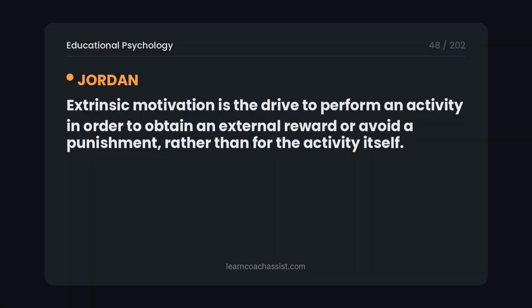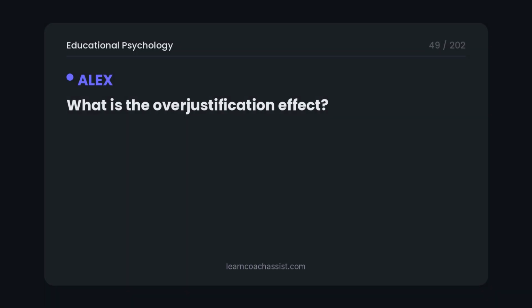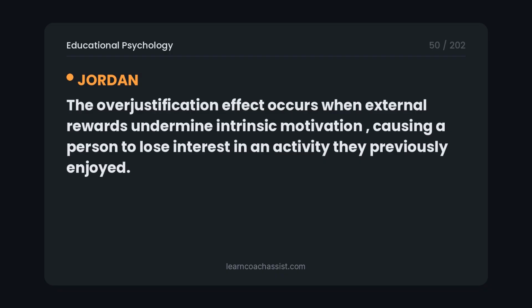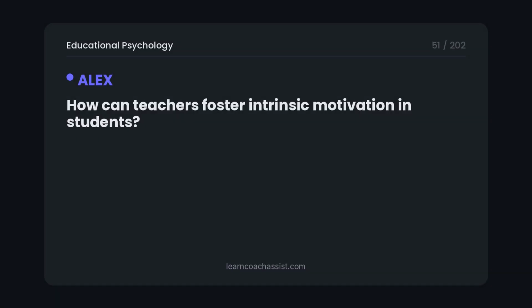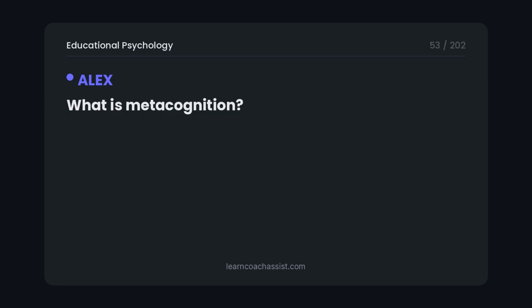Extrinsic motivation is the drive to perform an activity in order to obtain an external reward or avoid a punishment, rather than for the activity itself. What is the overjustification effect? The overjustification effect occurs when external rewards undermine intrinsic motivation, causing a person to lose interest in an activity they previously enjoyed. How can teachers foster intrinsic motivation in students? Teachers can foster intrinsic motivation by offering autonomy, relevance, choice, and optimal challenge while minimizing controlling external rewards. What is metacognition?